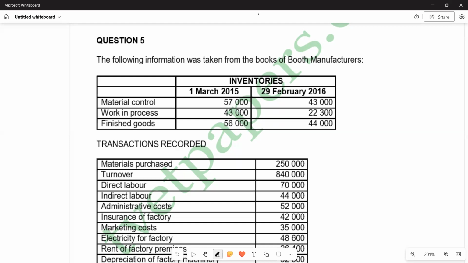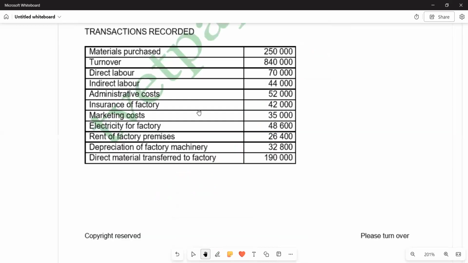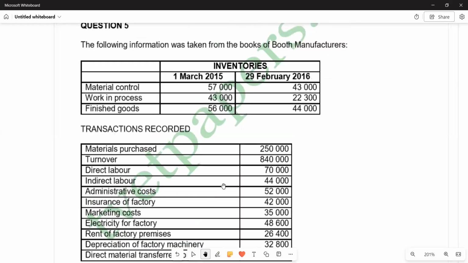And it reads that the following information was taken from the books of both manufacturers. So, we're given a table of inventories, whereby we are given a column for 2015 being the previous year and 2016 being the current year. And then you are given transactions recorded, you are given a list of balances. And if you go down the question, we can go to the next page and try to see what we have.